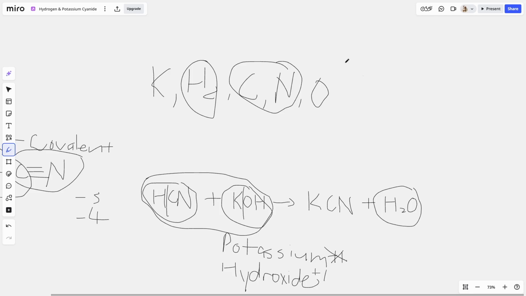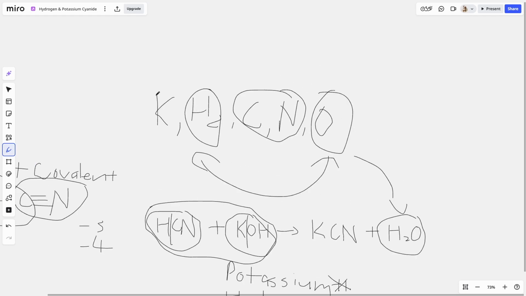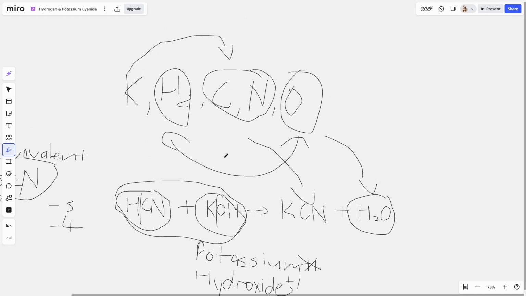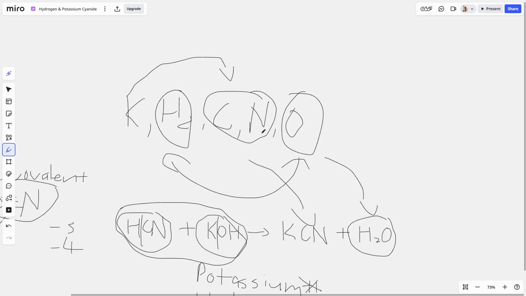because these two can react with each other to form water, which is down here. And the cyanide here will have to collide with the potassium to create the potassium cyanide. Now the issue here is that we don't exactly have full control over this actually happening. That's why we can create byproducts.